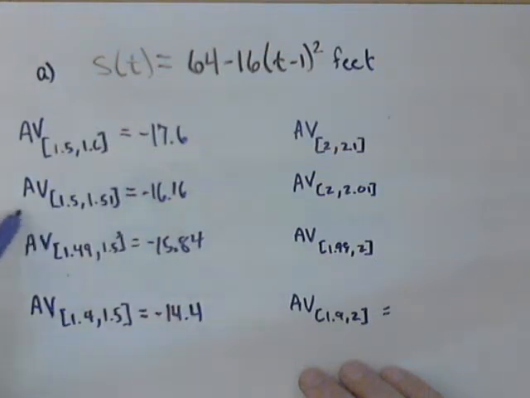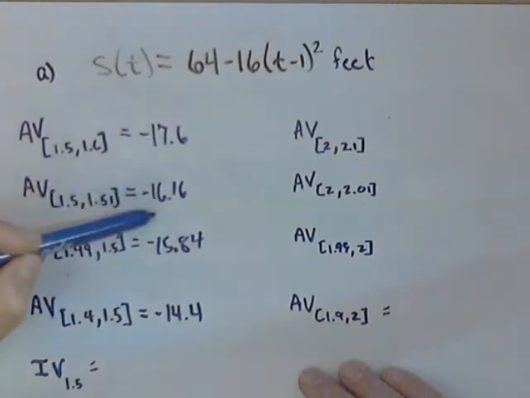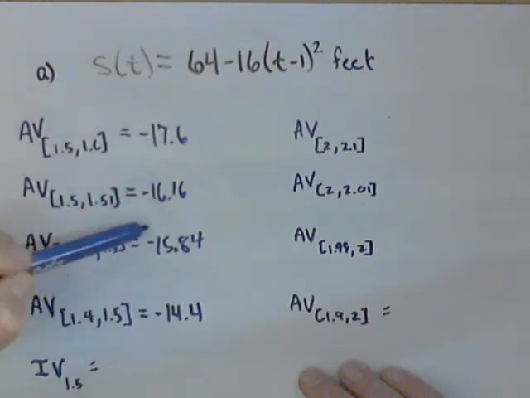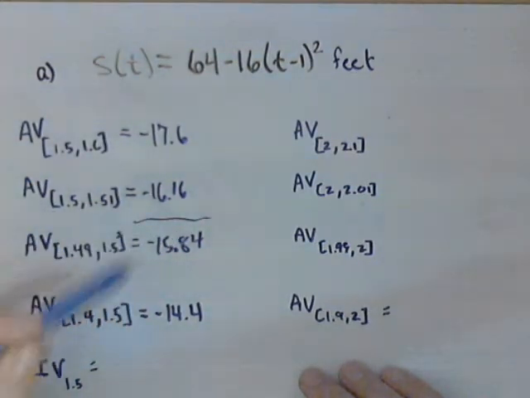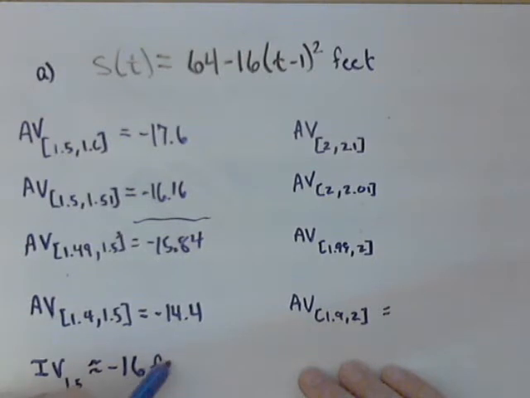So remember, we want to get the instantaneous velocity, we'll call it IV, at 1.5. Well, look at what's happening. As we get closer from the right side, the numbers are getting closer to negative 16. As we get closer from the left side, they're getting closer to negative 16. So right in here is where that instantaneous velocity is going to lie, and we're going to estimate it at about negative 16. And it's a velocity, and remember what we're dealing with, negative 16 feet per second is our estimated velocity of that ball at that moment.